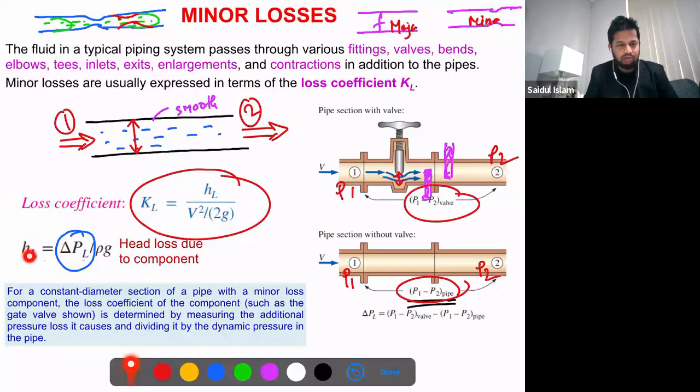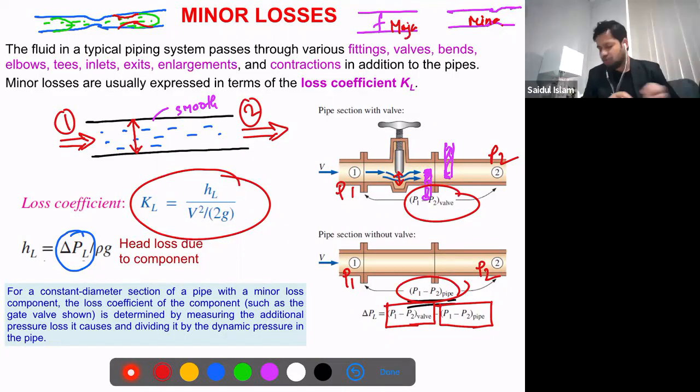When we calculate this head loss, this delta P_L is the pressure variation between when you use the valve and when you had no valve. Look here: it is the pressure variation when you inserted the valve minus without the valve. And this variation is called delta P_L. If you don't know it, it should be fine. But for some problems, you need to use this formula. We're going to solve two problems where maybe you do not need this. But just keep in mind this loss coefficient KL equals h_L over V squared over 2g, and h_L equals this.